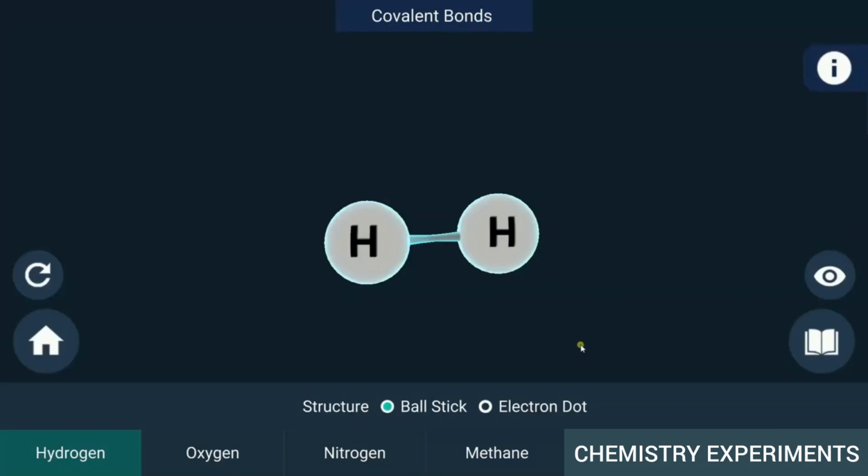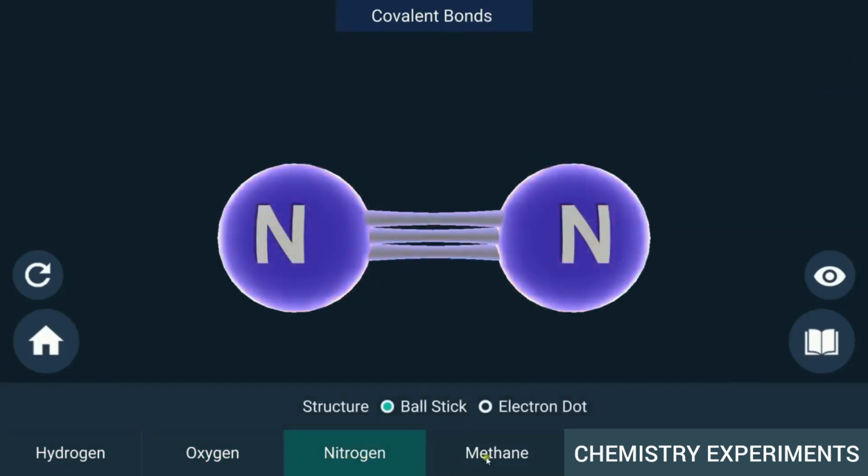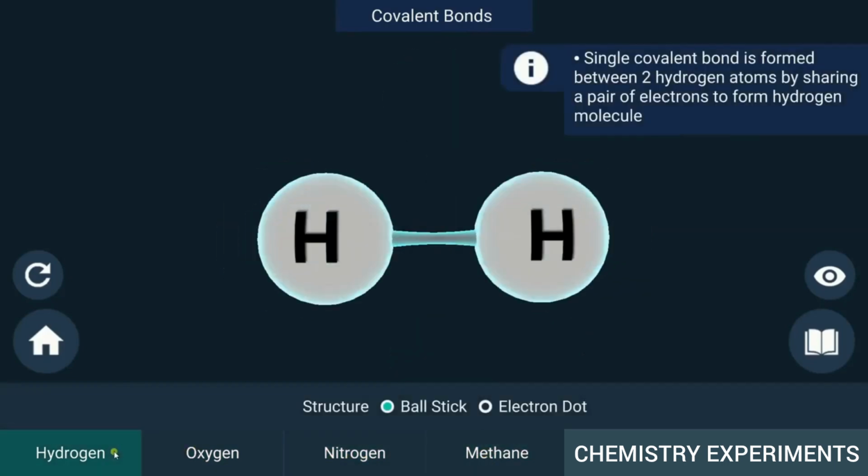Do you know what is a covalent bond and types of covalent bond? Let's study these using hydrogen, oxygen, nitrogen, and methane molecules. The bond formed between atoms by sharing of the electrons is called a covalent bond.